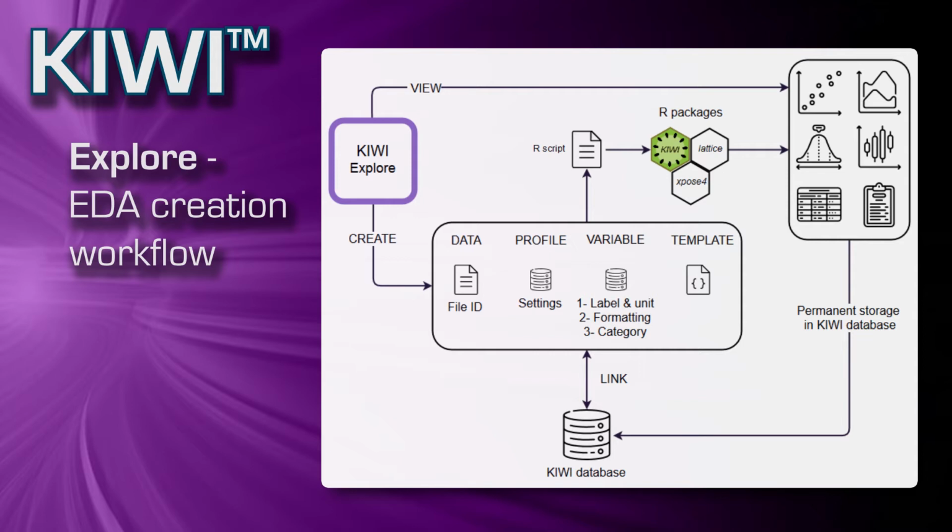Other information included in those templates are information about variable labels and units, variable formats, and also variable categories, so whether they are continuous or categorical. The R scripts are then executed, and they use a various collection of packages, including proprietary code and libraries that are open source.